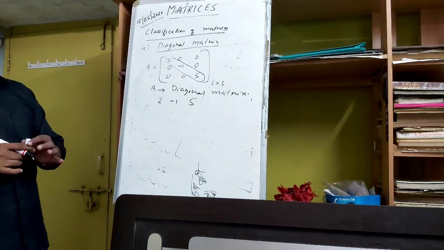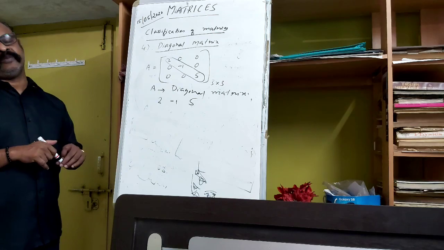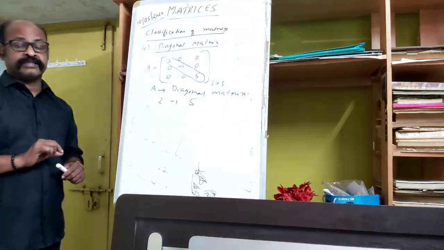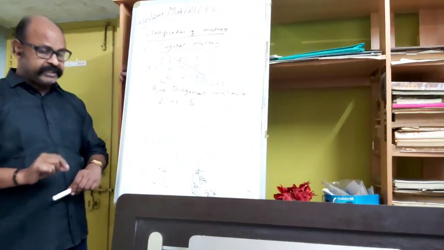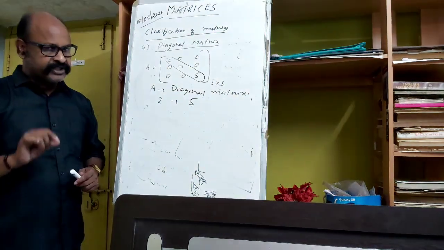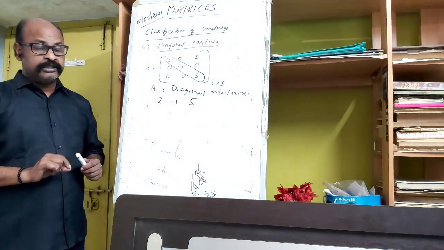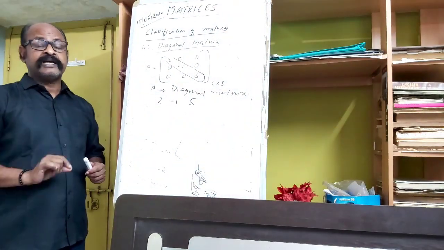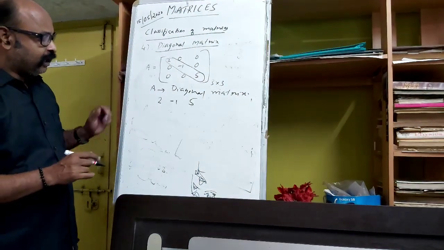So what is a diagonal matrix? A diagonal matrix, is it a square matrix? Yes, it is a square matrix. And thereafter, all the elements except the principal diagonal elements are 0. Once more I say the definition: a diagonal matrix is a square matrix for which all the elements except the principal diagonal elements are 0.